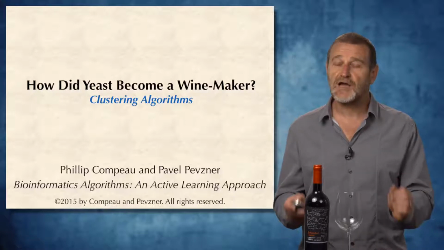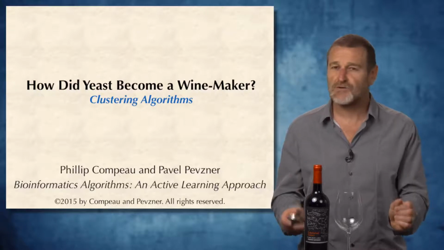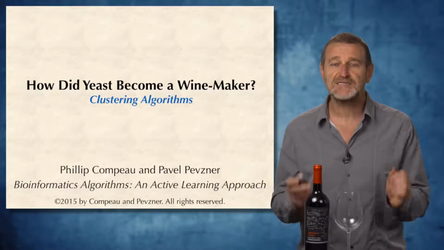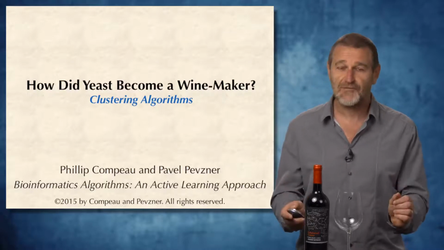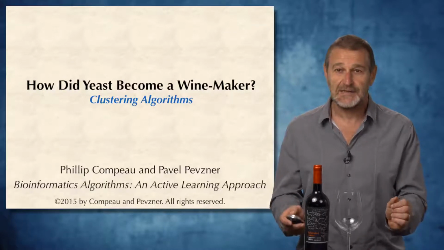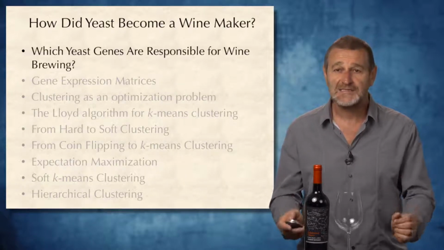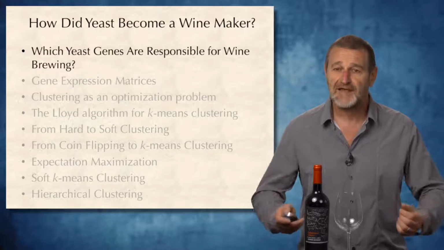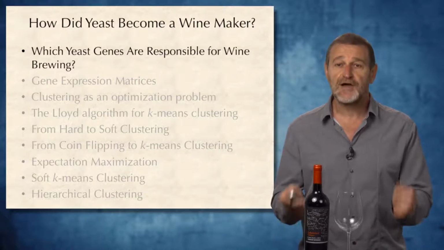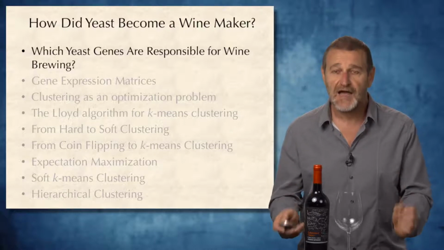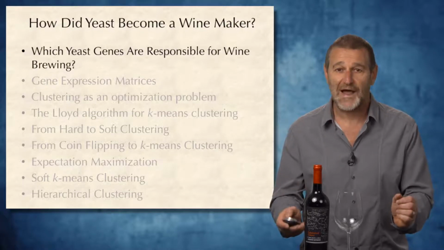Humans figured out how to make wine thousands of years ago, but with all due respect, the biggest star of winemaking is not Robert Mondavi. The biggest star of winemaking is yeast. However, until recently, it was not clear how yeast accomplished the very complex process of winemaking. And today, we will learn how clustering algorithms help scientists to figure out how yeast make wine.